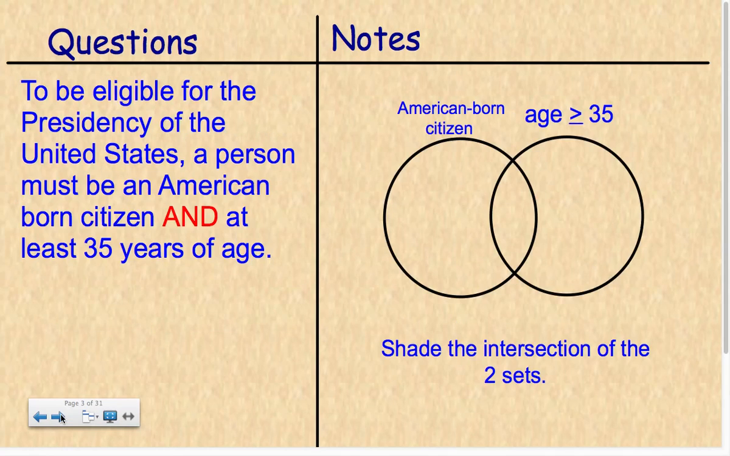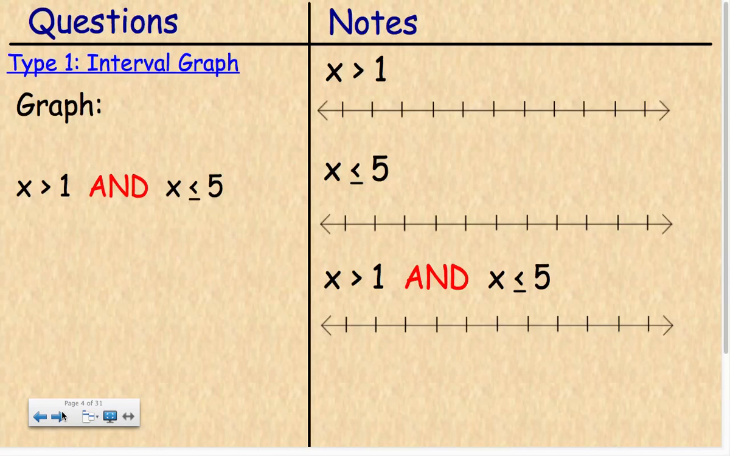To be eligible for the presidency of the United States, a person must be an American-born citizen and at least 35 years of age. So if I'm American-born and I'm 35 or older, for both things to be true, the middle would need to be shaded of my Venn diagram. All right, let's get to the first example. The first type is an interval graph.